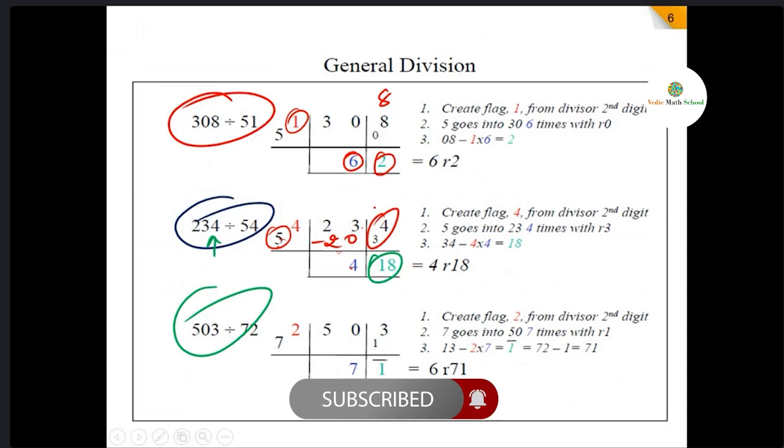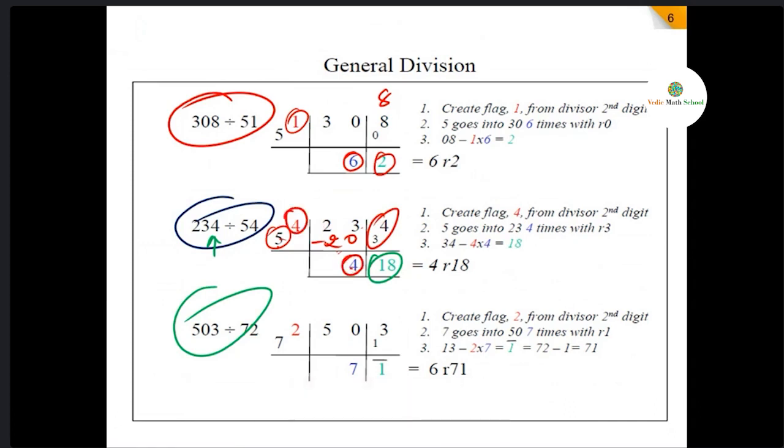Now what is the next step? I told you, you have to multiply this quotient 4 with your 4. Tell me 4 into 4. 16. So 34 minus 16 is what? 18. 18 is the remainder. So this is the remainder, and this is the quotient.